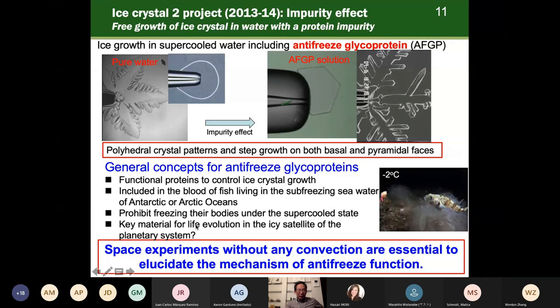And this protein prohibits freezing of the bodies under the supercooled state. Also, this is a key material for life evolution in the icy satellites of the planetary system. So we consider that it's very important to understand the mechanism of the impurity effect for ice crystal growth.